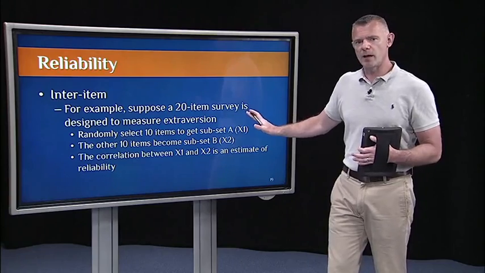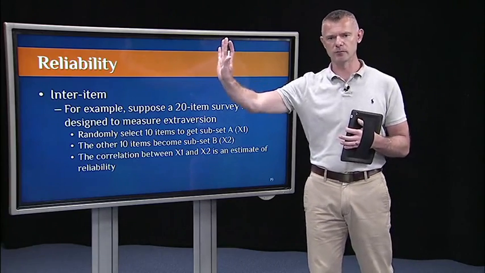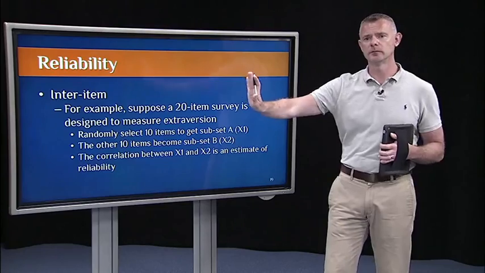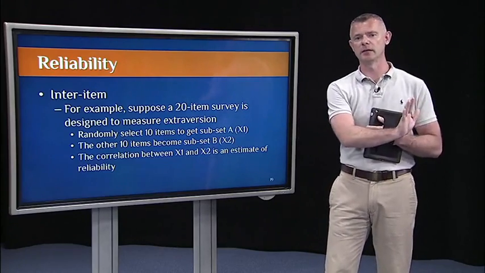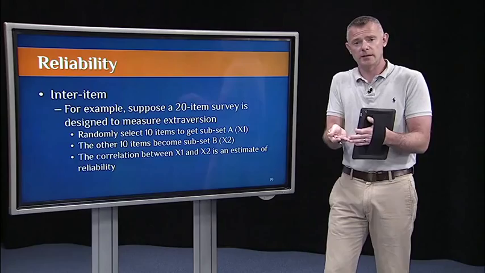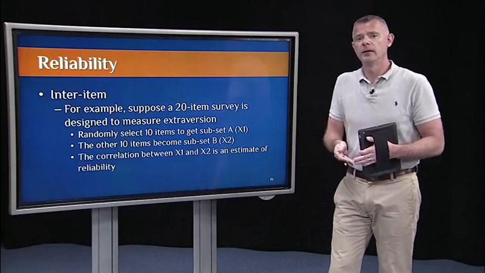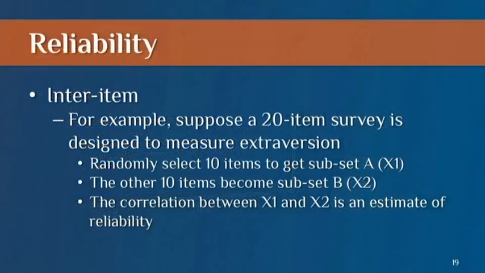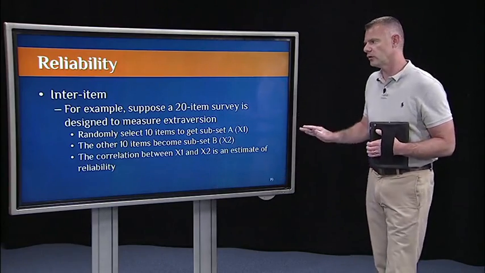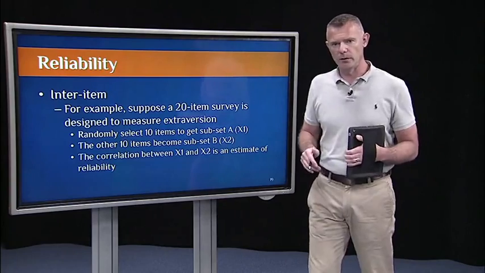What we can do to estimate reliability is just take half of the items that are designed to get at extroversion and call that subset A, and then take the other half and call that subset B. Now we have two assessments of extroversion built into one overall survey. If they're all getting at this one personality trait, extroversion, then subset A should be correlated with subset B, and that correlation will be used as the reliability estimate. This is a very common method in the social sciences. It's called inter-item estimates of reliability.